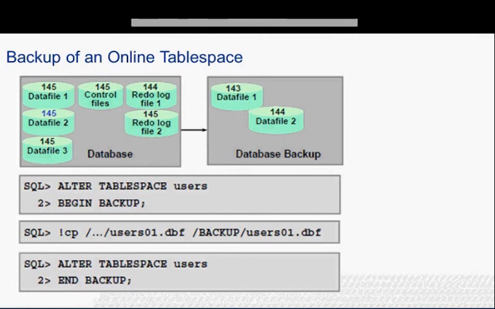Use an operating system backup utility to copy all the data files in the tablespace to the backup storage. The log sequence numbers in the backup file may be different when each tablespace is backed up sequentially. Then after the copy command, we have to end the backup on the tablespace by issuing the command ALTER TABLESPACE users END BACKUP.